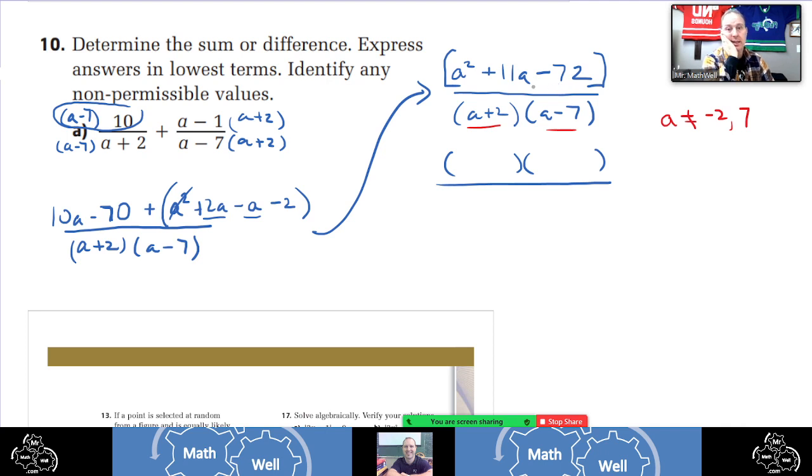4 and 18. Okay, so I'm having some problems finding factors of 72 that add up to 11. Are you getting any? What about, let's see, 15 and 4? No. 16 and 5. What's 16 and 5? Nope, that's like 80.